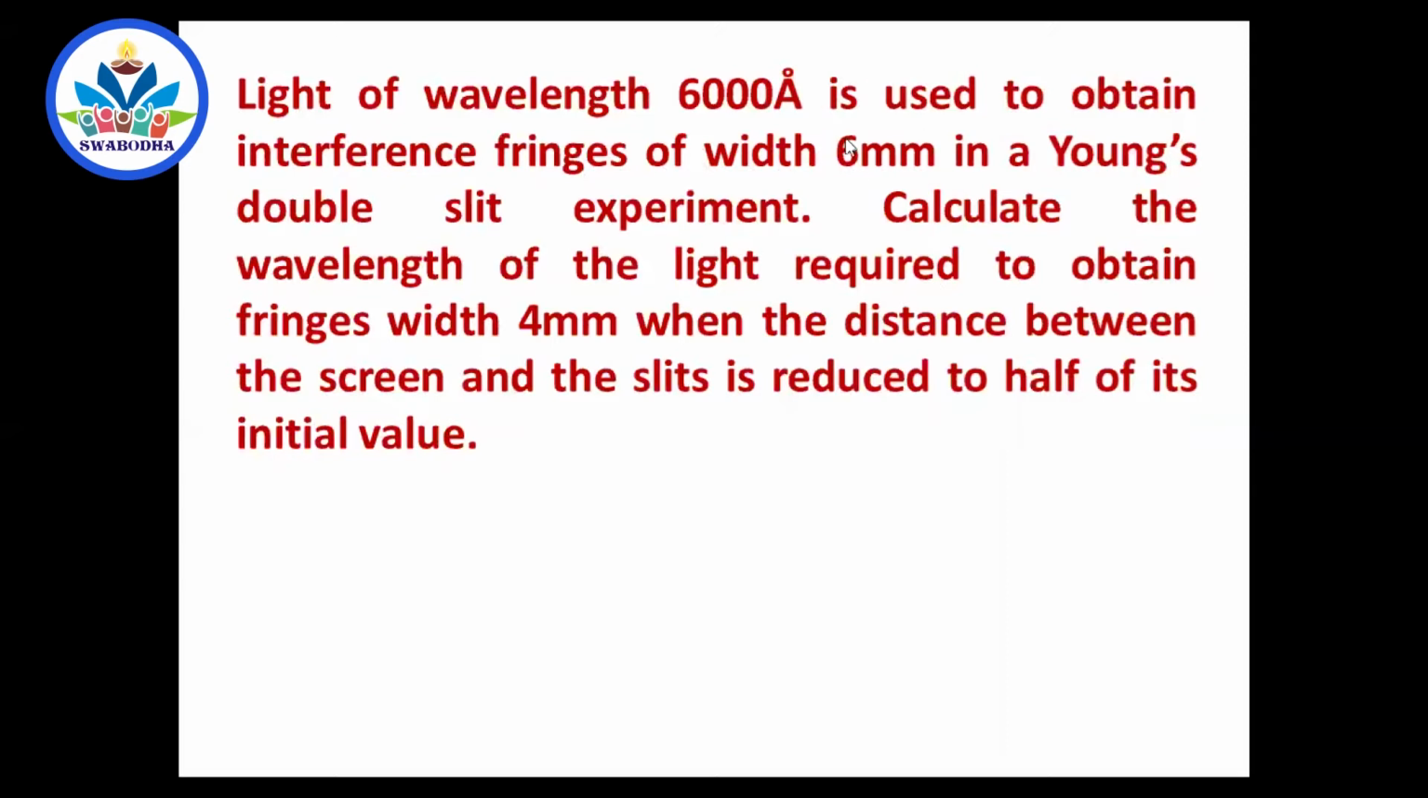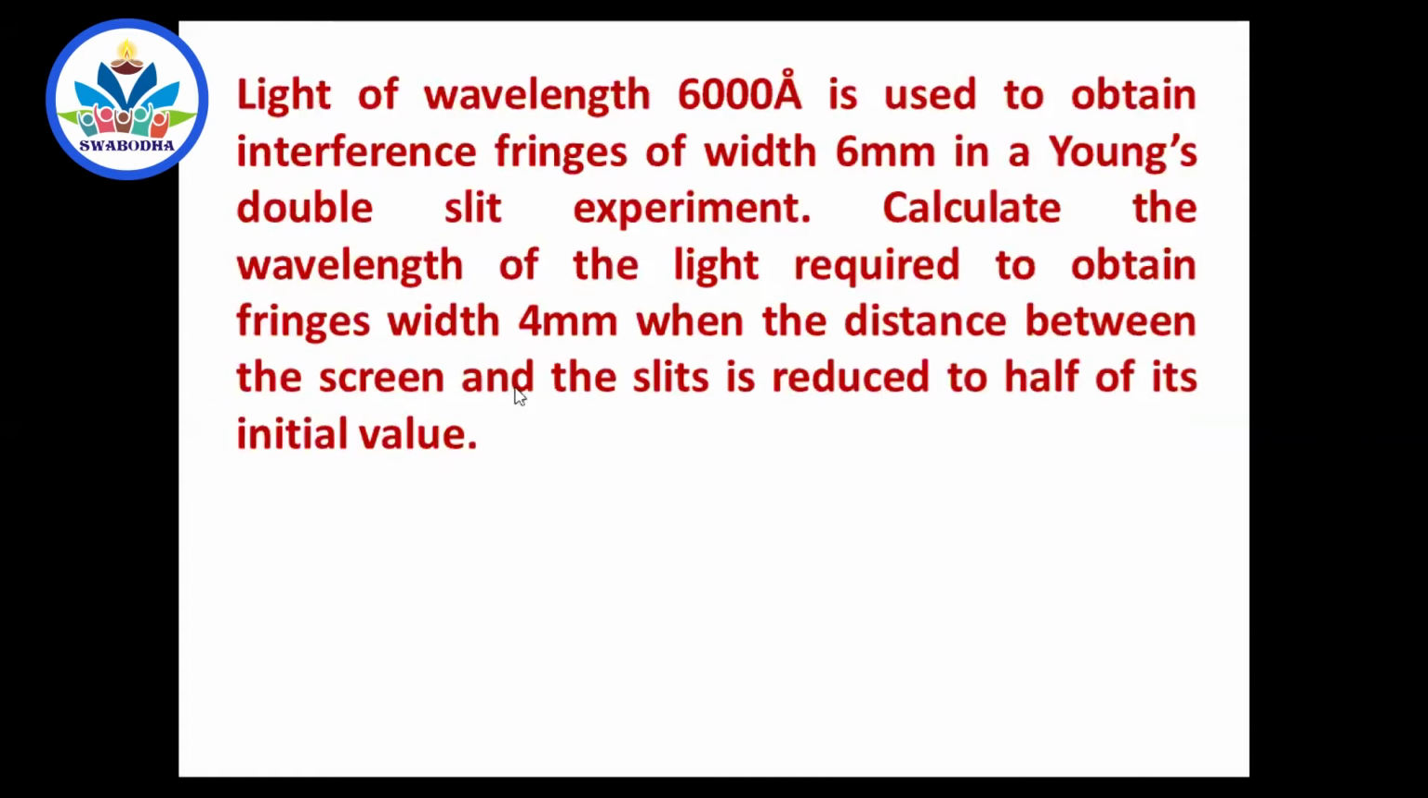If you want 6 millimeter, you have to use 6000 angstroms. To get a smaller fringe width, the distance between the bright fringes has to decrease. That means you have to decrease lambda. Because for more lambda, you get bright fringes farther away. If it is less lambda, then the fringes become closer and closer. Calculate the wavelength of light required to obtain the fringes of width 4 millimeter.